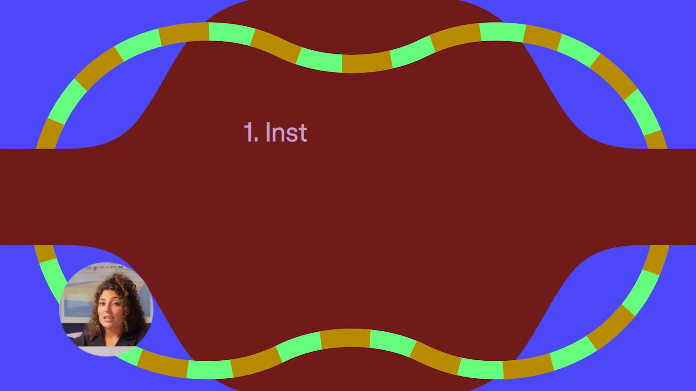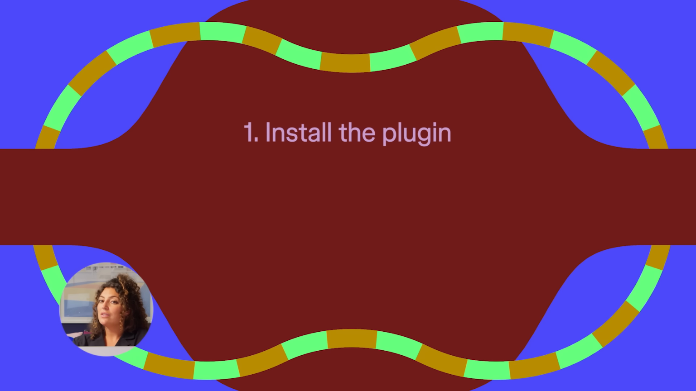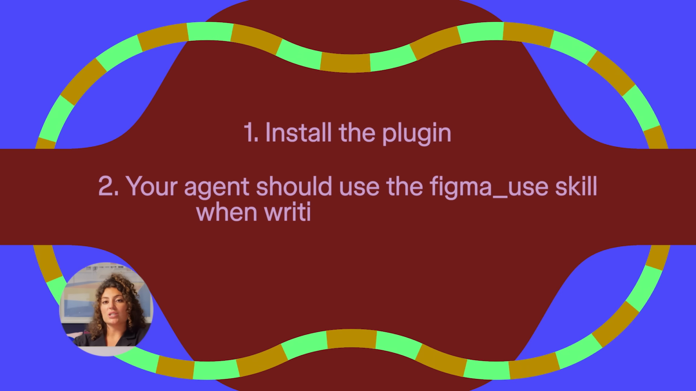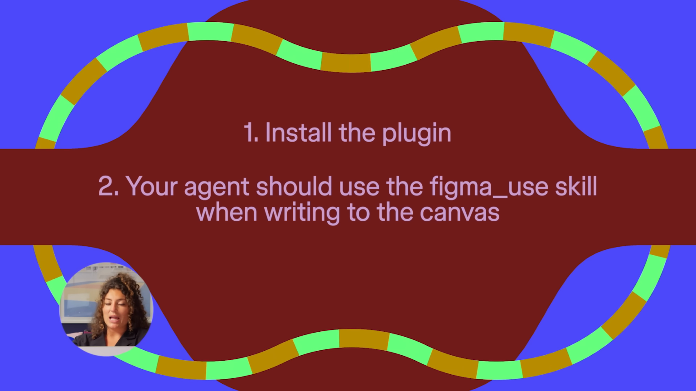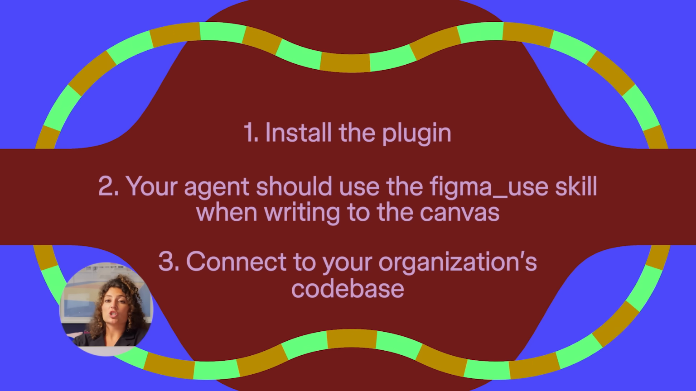So, if you only take away 3 things from this video, here they are. 1, make sure that you have the plugin installed even if you've previously installed it. 2, when you ask your agent to generate designs onto Figma, make sure it's using the Use Figma tool and the Figma Use skill so that it connects to the relevant components and variables in your design system. And 3, connect to some version of your organization's code base, either a playground file or production, so that you can collaborate with your developer and design and code.